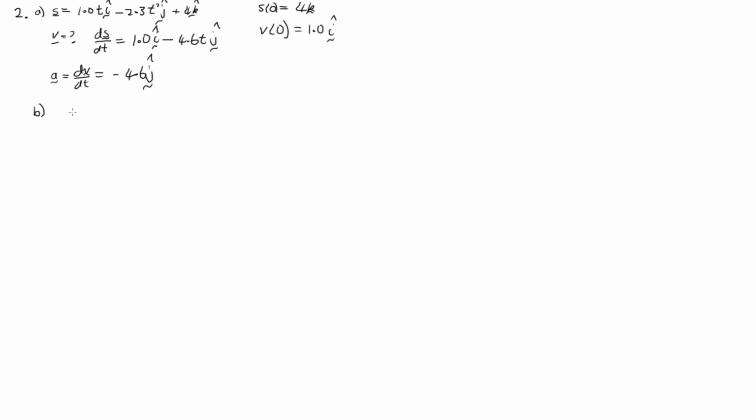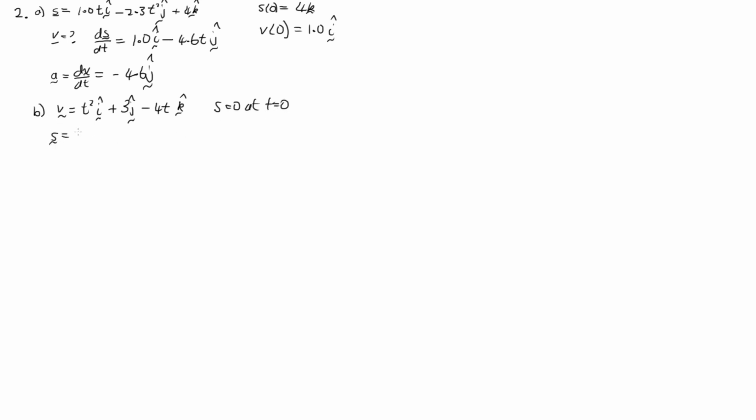Part B, we're told that the velocity is equal to t squared i plus 3j minus 4t k, and we're also told that at t equals 0, the displacement equals 0. Okay, so we need to find the displacement.